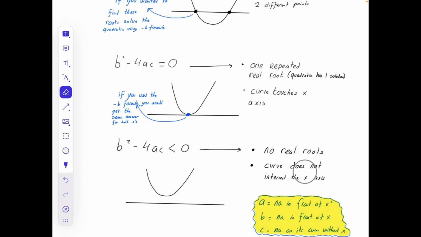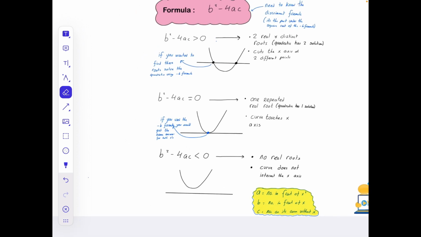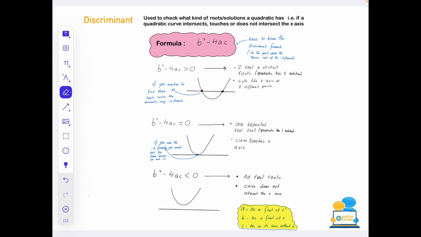And then if your discriminant is smaller than 0, there are no real roots, and the curve does not intersect the x-axis. Okay, so it doesn't cross the x-axis at all. That is if it's smaller than 0. We are then into complex roots for that, but all we need to know is there are no real roots.